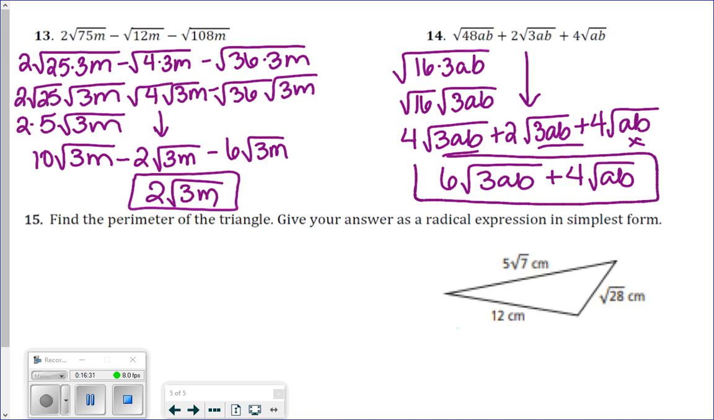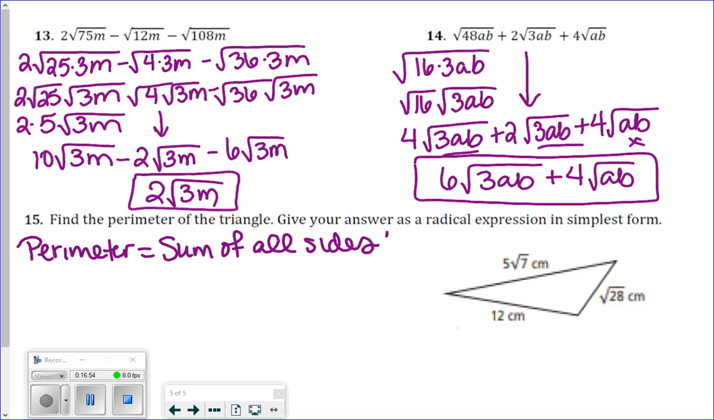All right. Last one is a word problem, a little bit. It says find the perimeter of the triangle. Give your answer as a radical expression in simplest form. So just to review, remember perimeter is always just the sum of all sides together. Okay, so the perimeter is just the sum of all the sides.